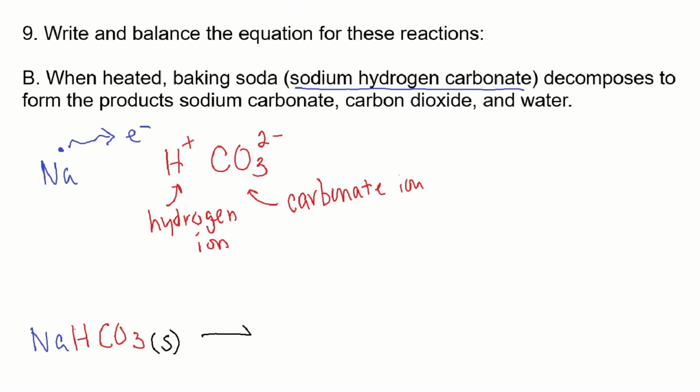Let's draw an arrow separating the reactant from the products. And over the arrow, we can indicate that this reaction is heated. We can use the delta symbol, or we can write the word heat. We're told that the product is sodium carbonate.